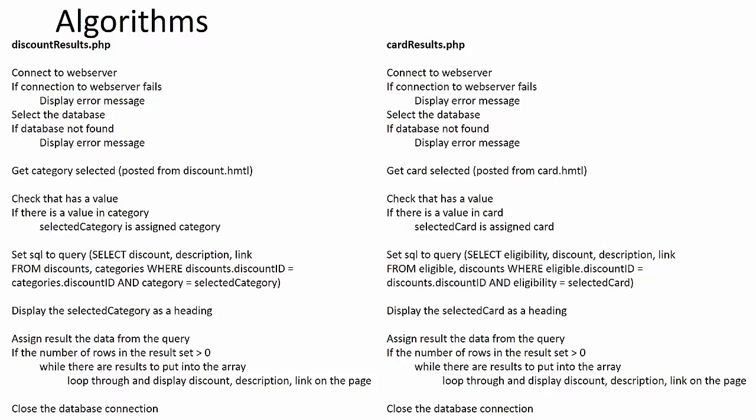A query will be formed and stored in the variable SQL. The query will be run and the resulting data assigned to the variable called result. If the number of rows in a result is greater than 0, while there is data in the variable, it will be added to an array. The data in the array will then be displayed on the page. The contents of each page will be populated with data from the database.